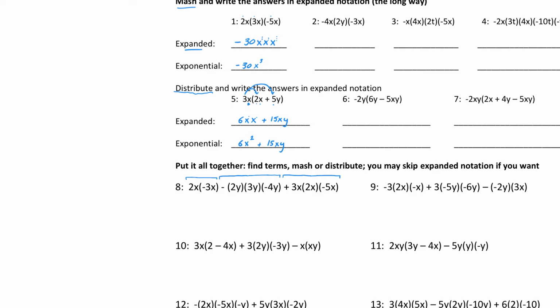First one is a mash, 1 in each house. Count the negative signs, negative. 2 times 3 is 6. And now we have the x mashed with an x. So instead of writing xx, we're going to write x squared.